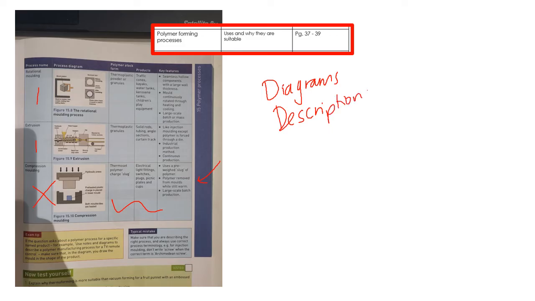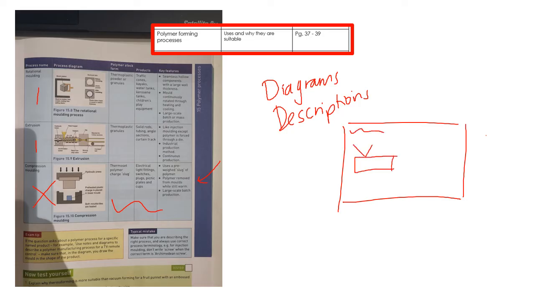So this might be a good plan to do some kind of posters where you say the process at the top, you do a bit of a diagram of what the process looks like, you might draw some products that it's used for. On the side, you might do some steps. These would be great revision resources if you could do something like this.